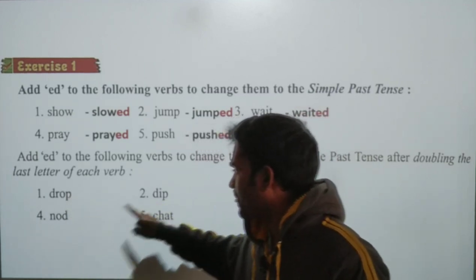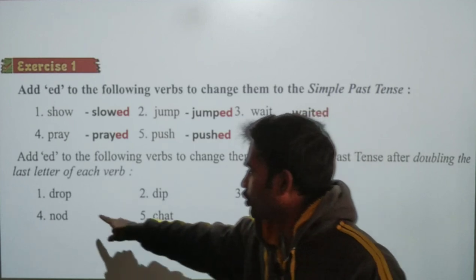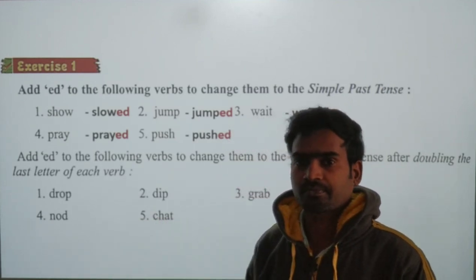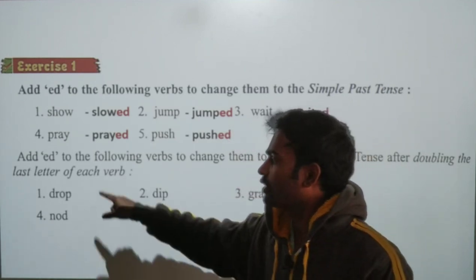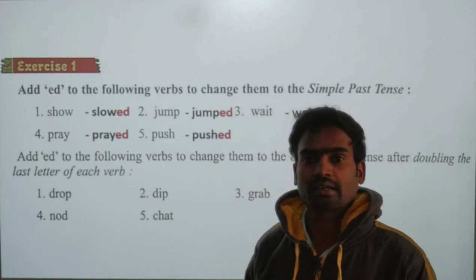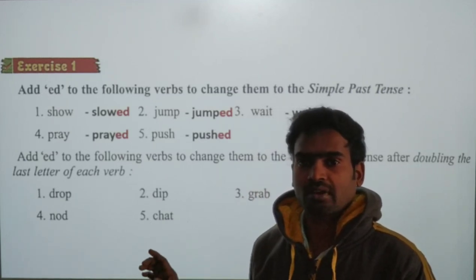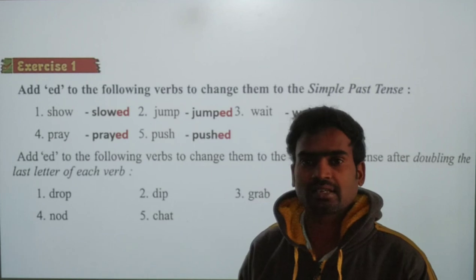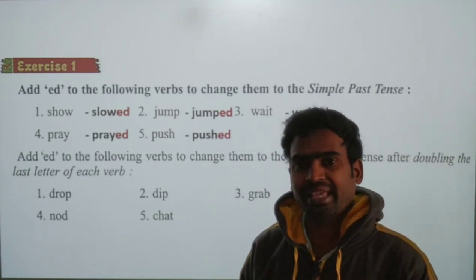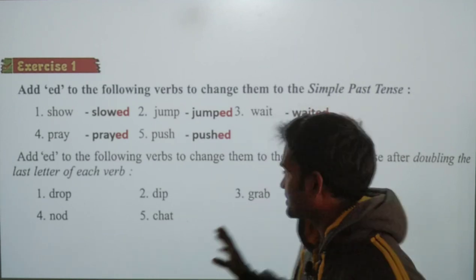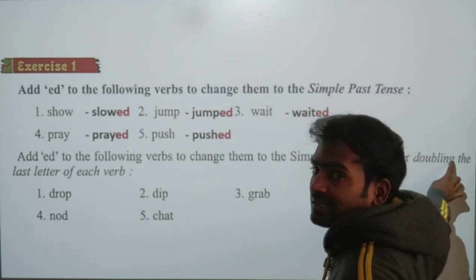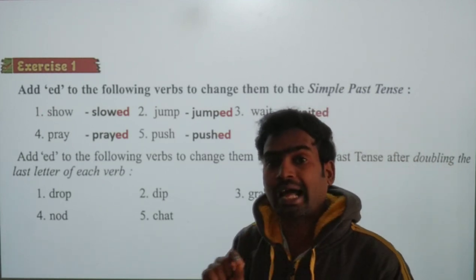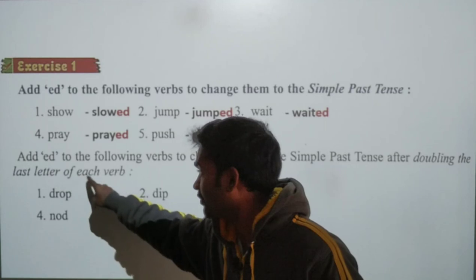Here: drop, dip, grab, nod, chat. What we are going to do here: drop, D-R-O-P, it's a base form verb, and when we change it to a simple past tense, D-R-O-P-P-E-D. So that's what they say here, doubling the last letter of each verb.